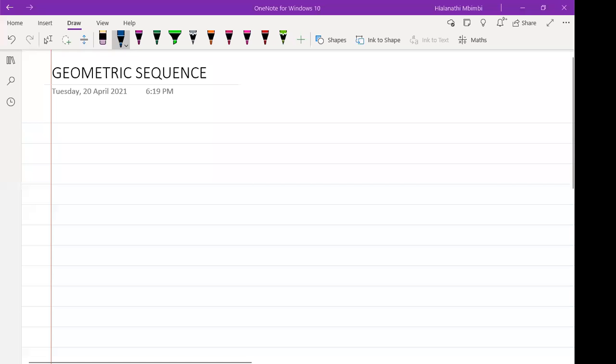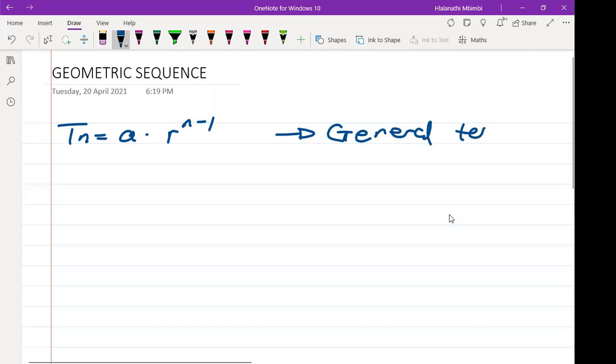Okay, so we're doing geometric sequences. This is our Tn. It's given by a times r to the power n minus 1. This is our general term. So we're going to investigate what's happening in this.